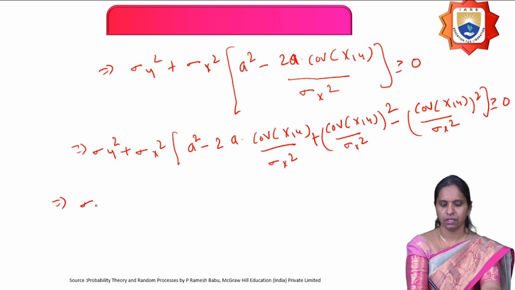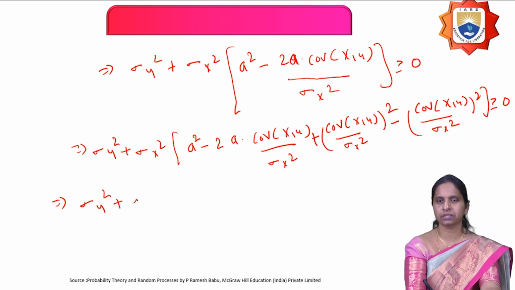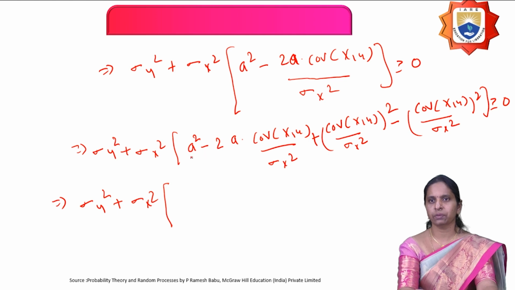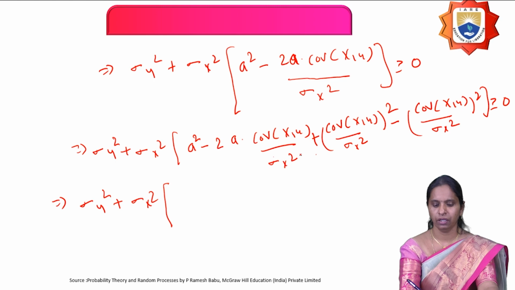That implies sigma y square plus sigma x square into, this is like a square minus 2ab plus b square. So what is a square minus 2ab plus b square? A minus b whole square. Therefore this is nothing but a minus b. What is b here?